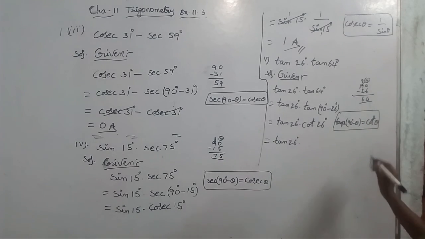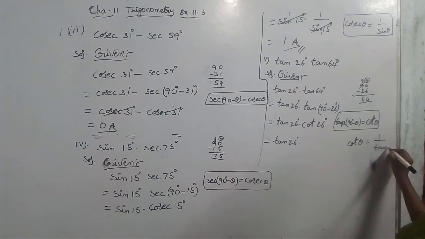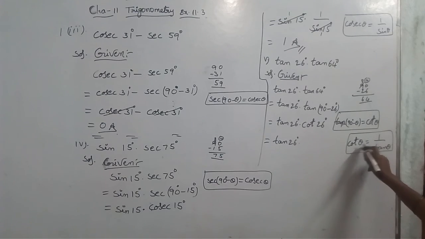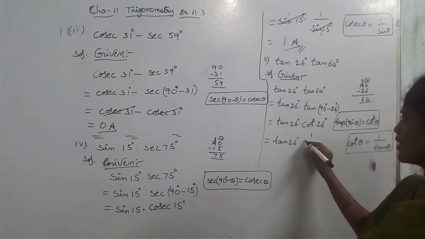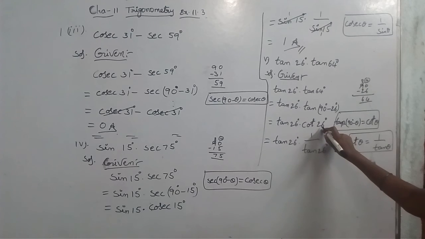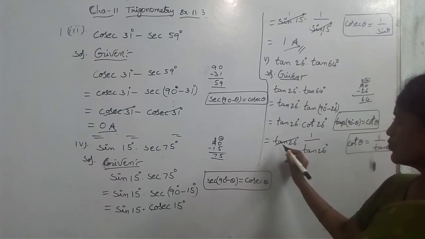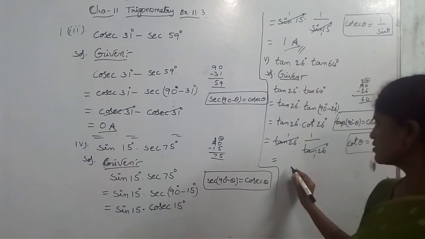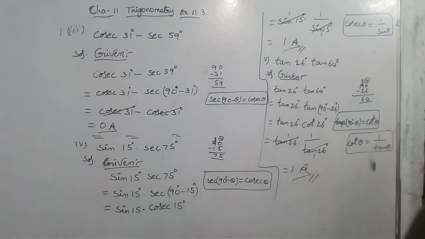The reciprocal of cot theta is 1 by tan theta. Instead of cot 26 we can write 1 by tan 26 degree. Tan 26 in the numerator and tan 26 in the denominator we can cancel. That is equal to 1, which is the answer for this. Okay, students.